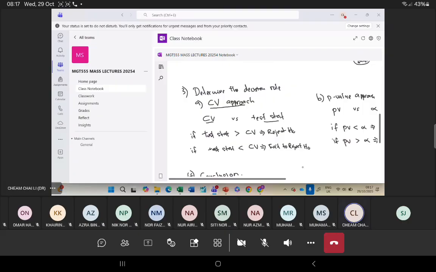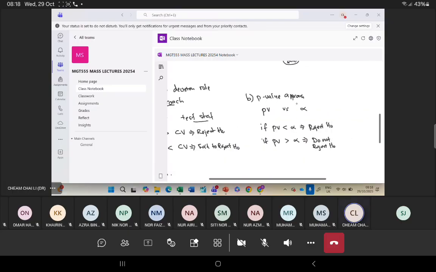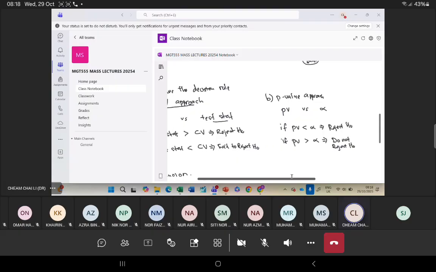And then next we want to use the approach. We want to make a decision, right? You can have the p-value approach and also the critical value approach. If you are using the p-value approach, you just need to look at the p-value and alpha. This is the same as the statistical method and econometrics. If the p-value is greater than alpha, your decision is do not reject H0. And the other way around, if your p-value is smaller than alpha, then you can make a decision to reject H0, right?